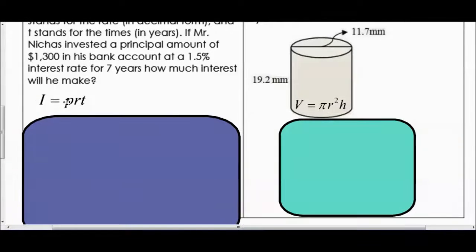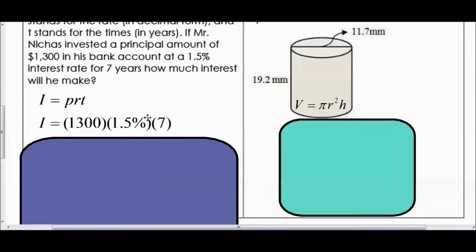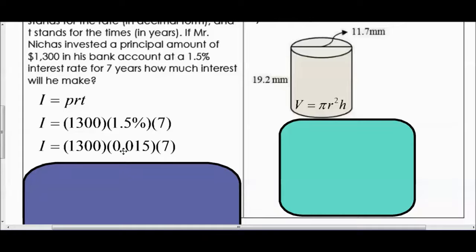I equals PRT. What this is really saying is that we're multiplying all three of these. P times R times T. So I'm going to substitute those numbers in. I put this as a percent for now, but I can't operate with a percent here. I'm not allowed to use decimals times a percent here and then times another decimal. I have to change everything into the same form. So I'm going to change that into a decimal, which is 0.015. You can take this and divide by 100 to get that, or you can move the decimal place 2 places. Either way, it's that decimal.